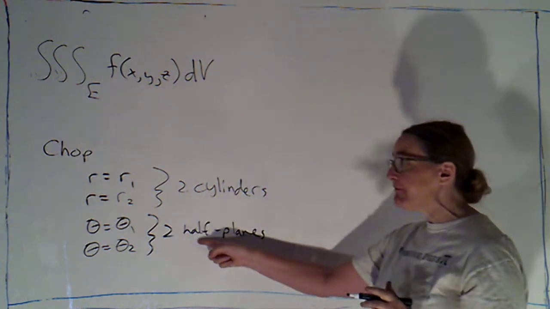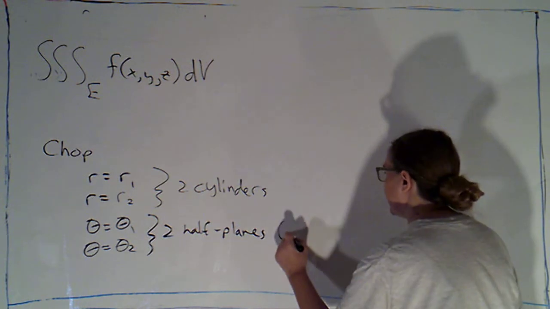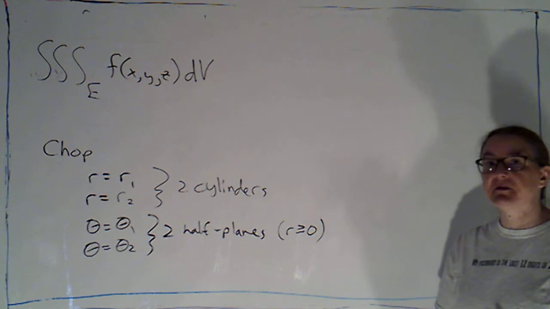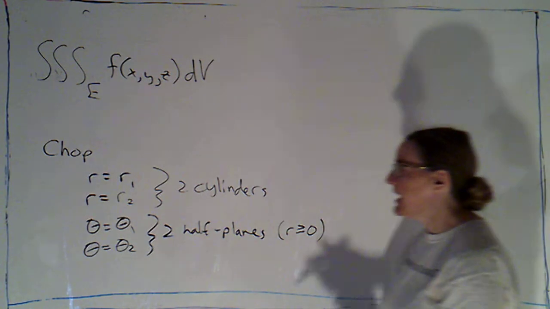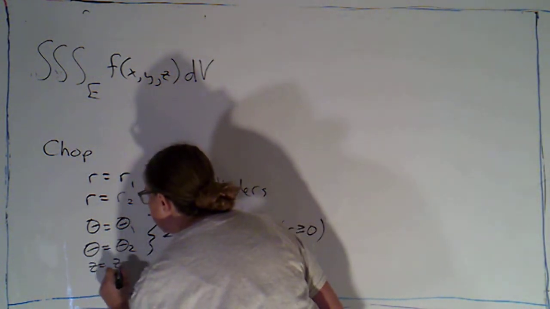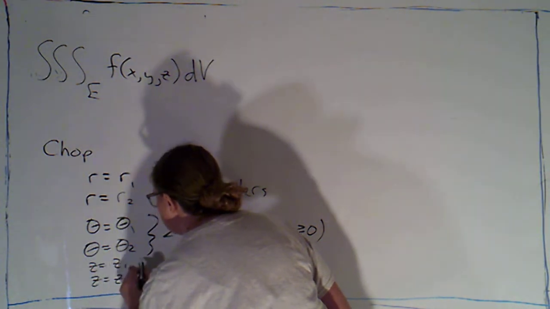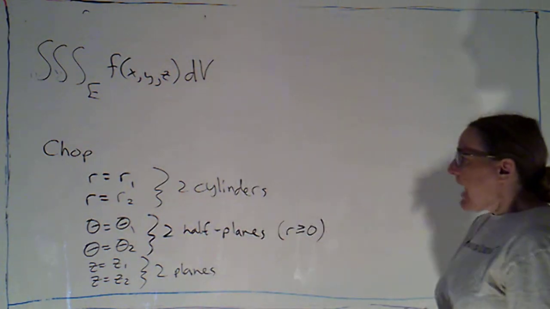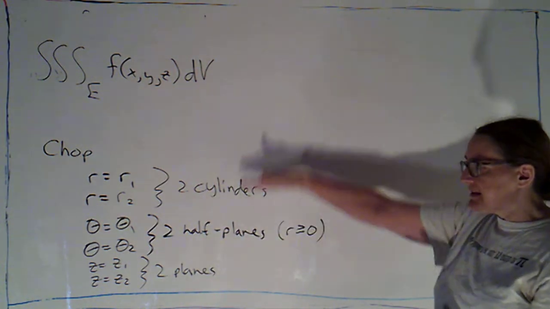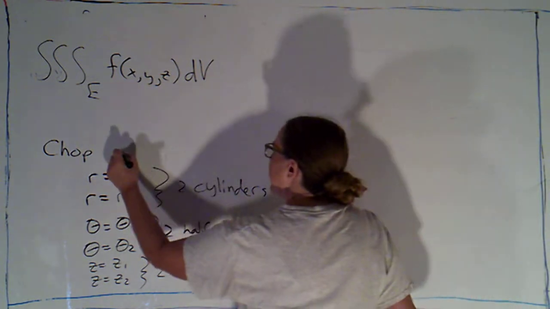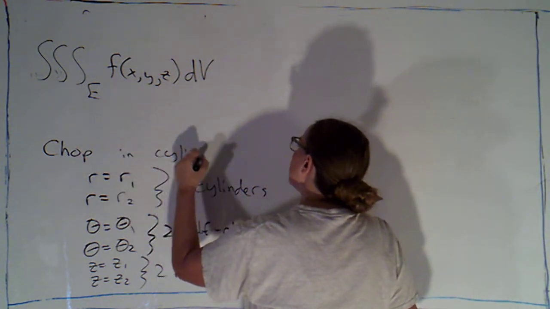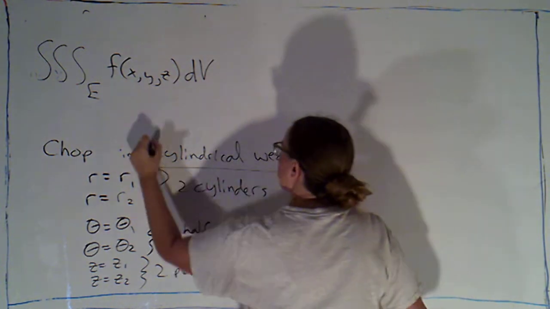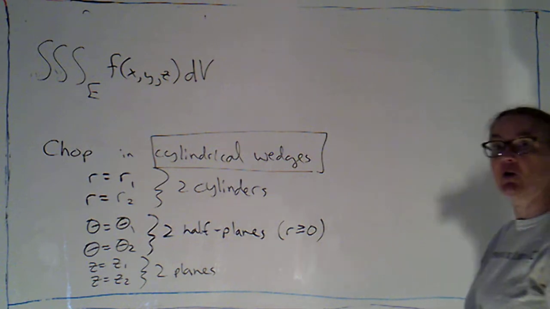Now remember, it's half planes because if we're integrating, we are making an executive decision that we are going to use r values that are non-negative. Okay. And then I would have z equals z1 and z equals z2. That would be two planes. If I look at the region that's bounded by these six constant surfaces, that region would be called a cylindrical wedge. So we're chopping into cylindrical wedges.